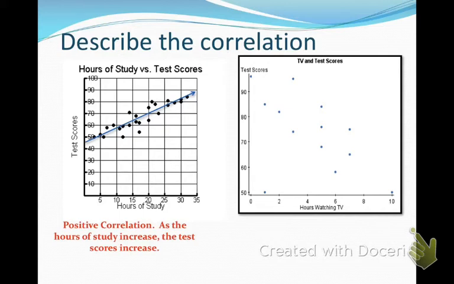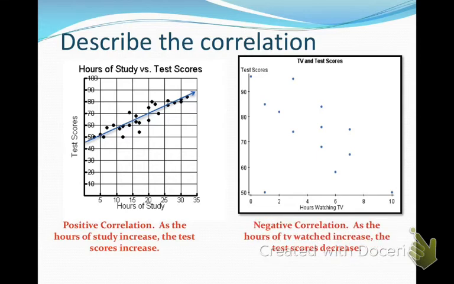In the second one, it seems to me like the points seem to be dropping from left to right, so I would say that there's a negative correlation. It's definitely not a very strong correlation. The closer your points are to that line of best fit, the stronger the correlation is. So this is a weak negative correlation, but as the hours of TV watched increase, the test scores do seem to be decreasing. So I would say that my line of best fit would look something like this.